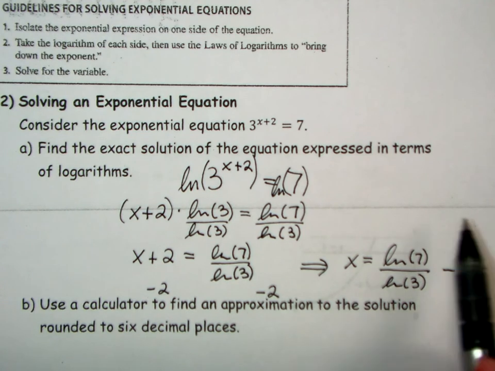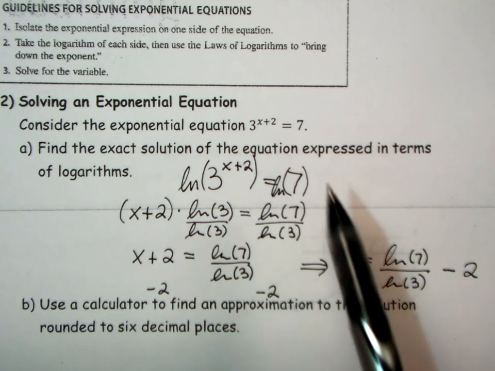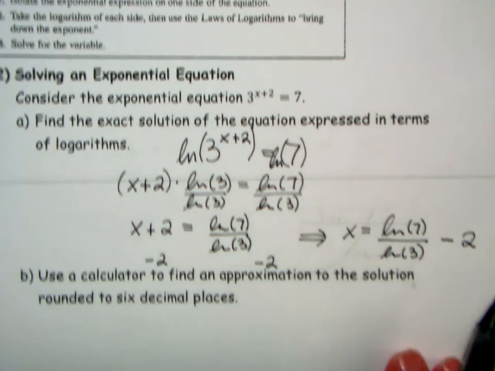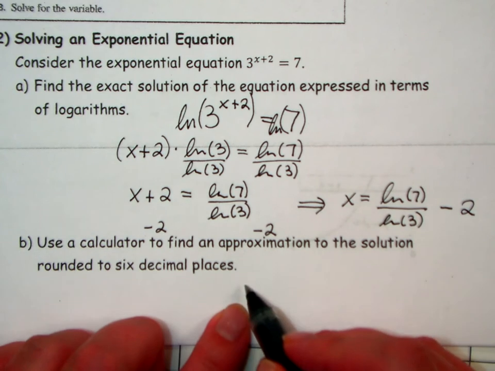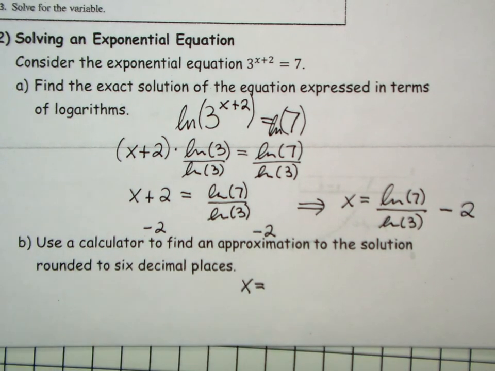And so this is as simple as it gets, right? This is the exact solution here. That's what they're going to want if they ask for the exact solution. They want you to go ahead and leave the ln's and the logs in there, all right? So on B, use a calculator to find an approximation rounded to 6 decimals. That's when you can start plugging it into the calculator and finding the result.